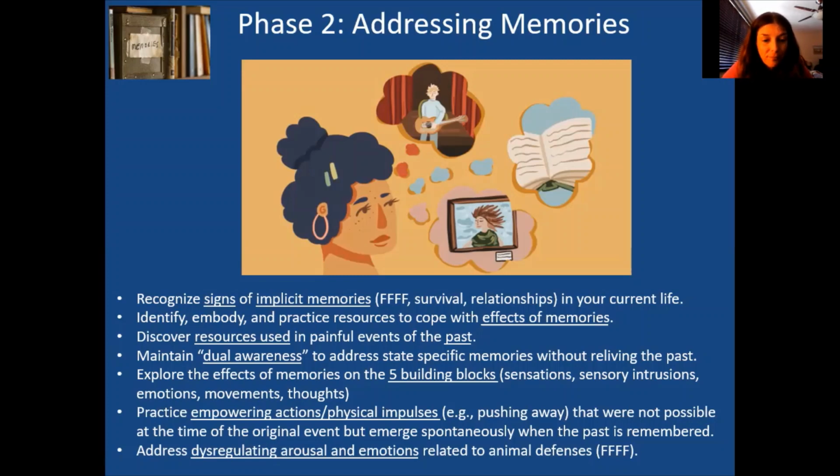Okay, and then finally it says address dysregulating arousal and emotions relating to animal defenses: fight, flight, freeze, and fold. If you are chronically triggered into those survival mechanisms by triggers now that remind you of the past, sometimes part of the treatment is learning how to regulate your arousal now. For example, if you were doing DBT, you'd be working on your distress tolerance and emotion regulation skills.